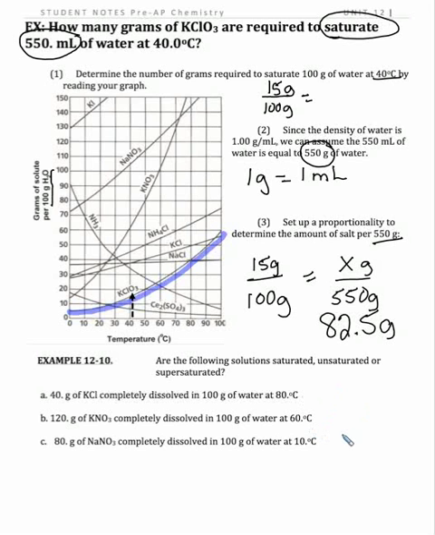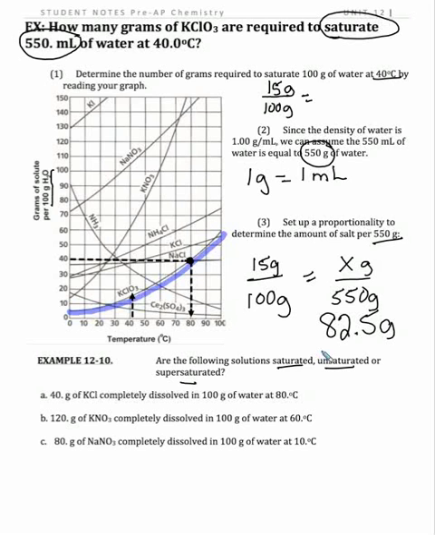So let's take a look at these next examples. I'm going to be a little selective in which ones I do, because I think you'll get the hang of this pretty quickly. Which of the following solutions are saturated, unsaturated, or supersaturated? So we have 40 grams. Let me use my arrow to track this. We have 40 grams of the substance at 80 degrees. So I'm going to go over to 80 degrees. I'm right there, 40 grams at 80 degrees. That's the point I'm looking at.